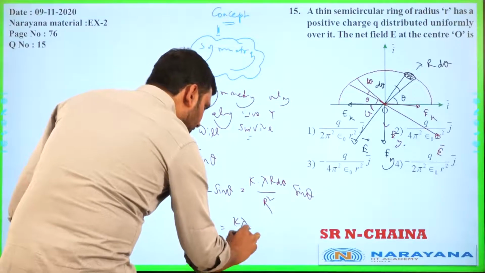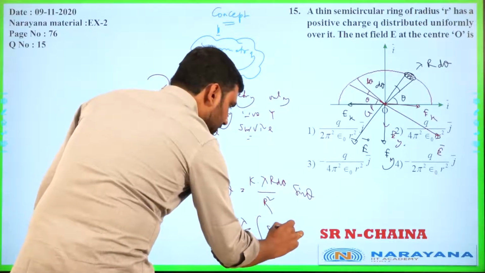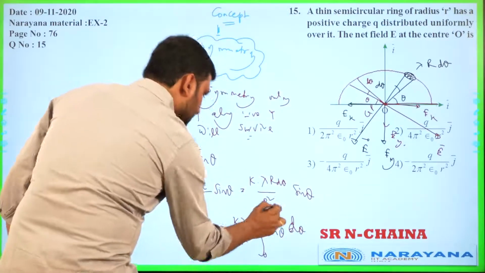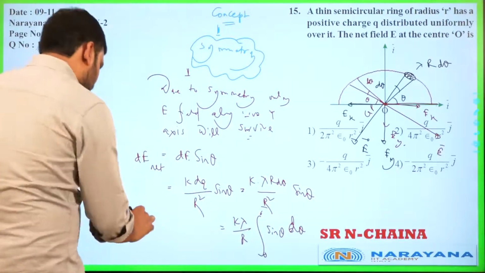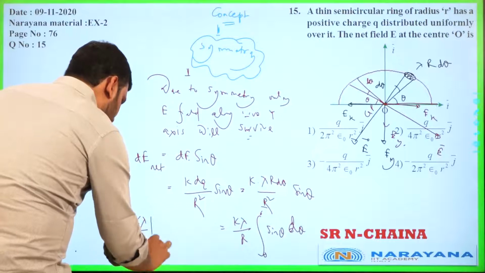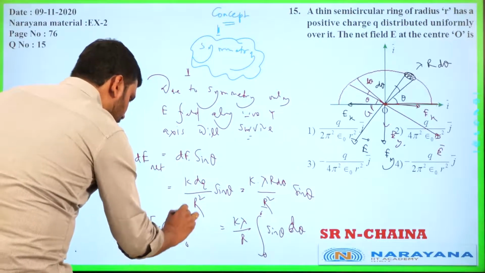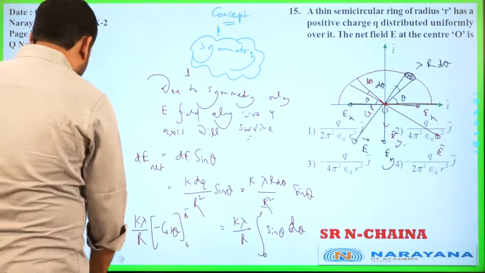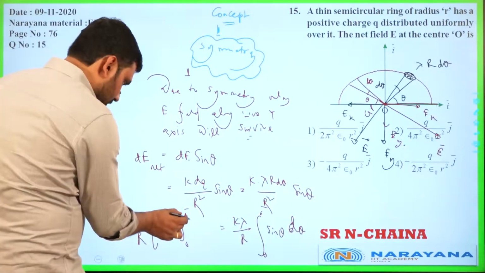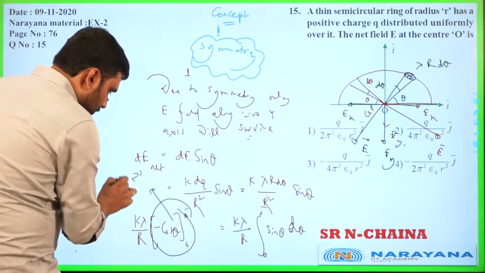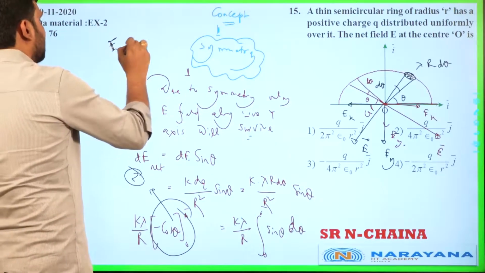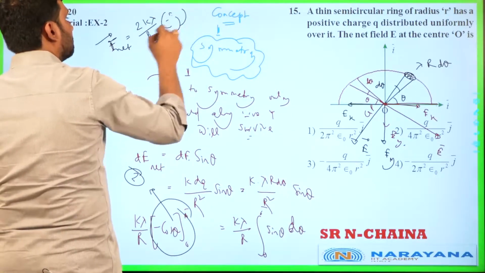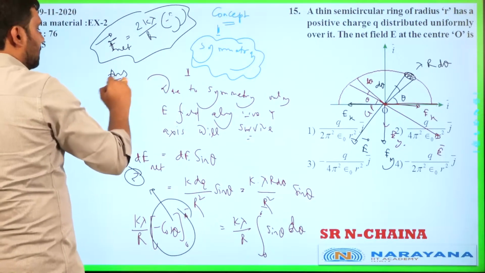So, k lambda by r integration of sin theta d theta. Limit will be from here 0 to pi. Okay. So, if it is from 0 to pi, then k lambda by r minus cos theta 0 to pi. Remember, minus cos theta 0 to pi, this is 2. So, what is the E net? E net vector is coming to be 2 k lambda by r along minus j cap. This is the answer. All right.